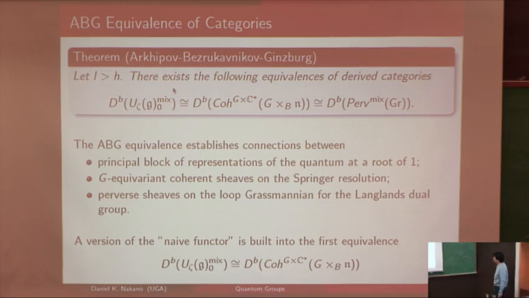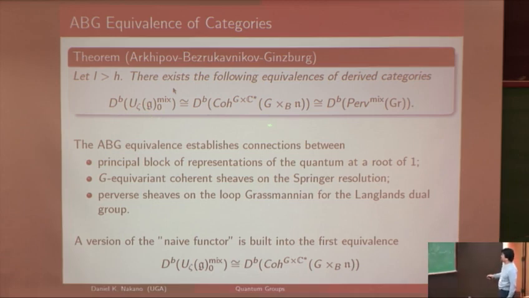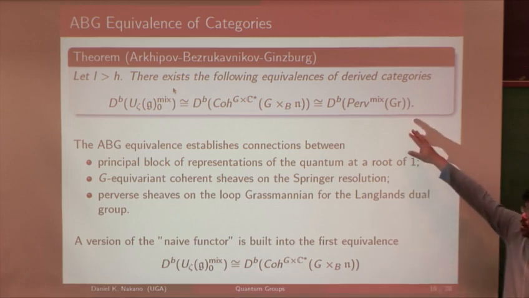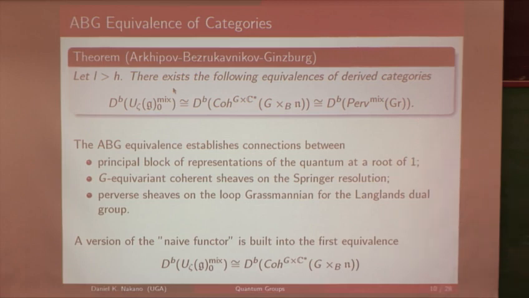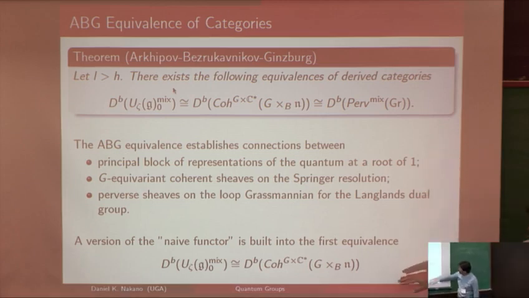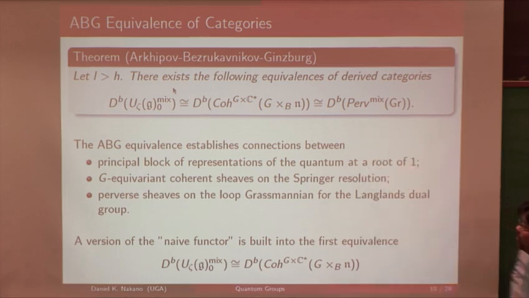Now, in this equivalence, I mentioned this idea of this naive functor. If you take a module here, you can take its cohomology and get a coherent sheaf over the nilpotent cone. It turns out that naive functor was actually constructed by Ginzburg and Kumar, and the thought was that it would somehow lift to an equivalence on the derived category level. That's what Arkhipov, Bezrukavnikov, and Ginzburg actually do. They lift that naive functor to create this first equivalence over here. So that's what fits into this picture.